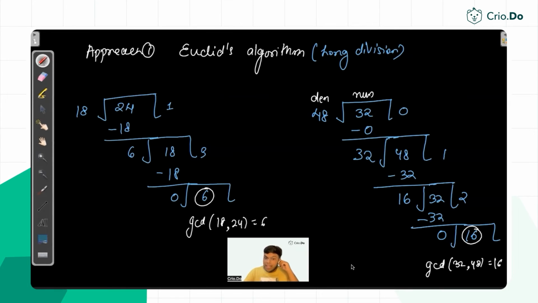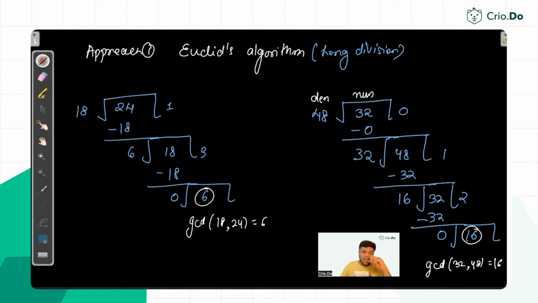But the main thing is, why is this approach working? The reason is, if I ask you what is the GCD of 18, 24, we already calculated it is 6. But what is the GCD of 6, 18? What is the GCD of 6, 18?